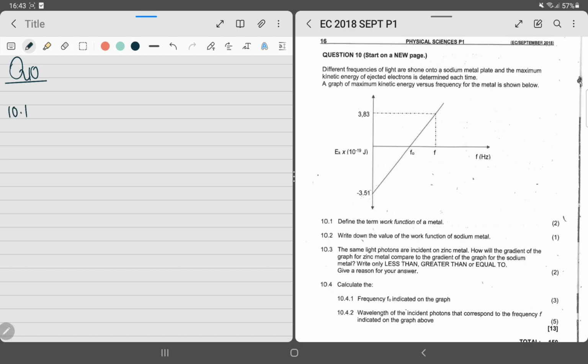10.1. Define the term work function of a metal. So this is the minimum energy that is required in order to eject electrons from a metal surface.